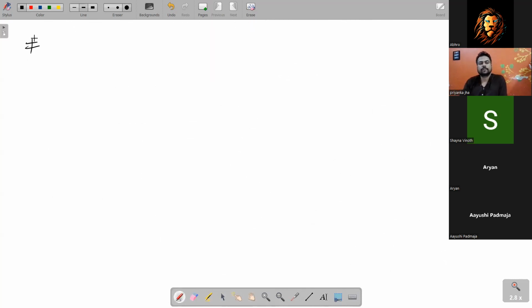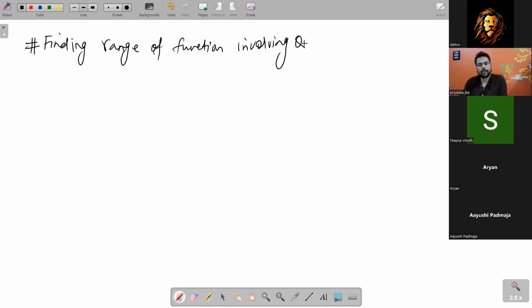Next, finding the range of a function involving a quadratic expression. We'll do it by two methods: one, the perfect square method, and another, the graphical method. But I always prefer the graphical method. Let me take one example.